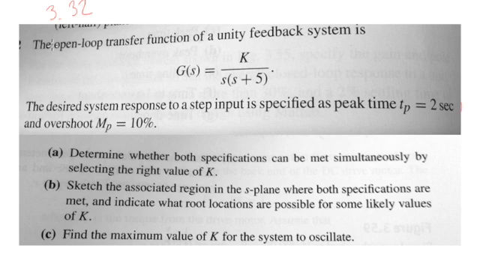So the important part here is the open loop transfer function. This is not the closed loop overall transfer function. This is just the open loop transfer function. And the question desires a system response to a step input specified as peak time Tp being 2 seconds, so the peak time of the step response will be 2 seconds with an overshoot of 10%.